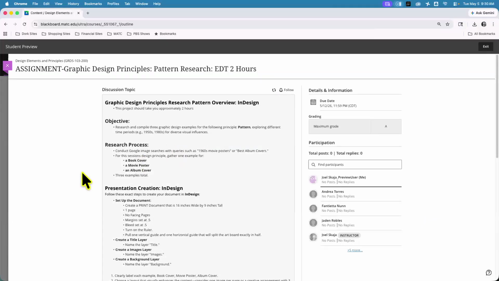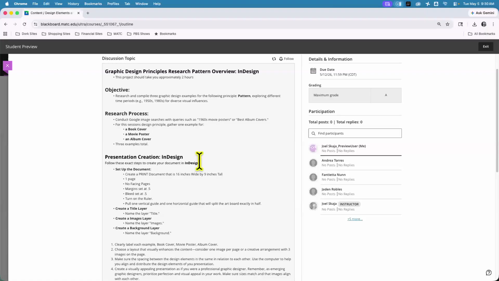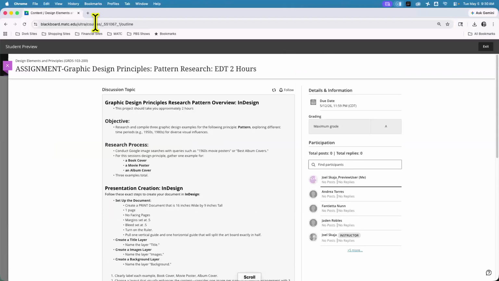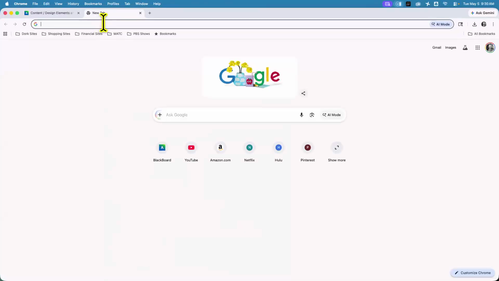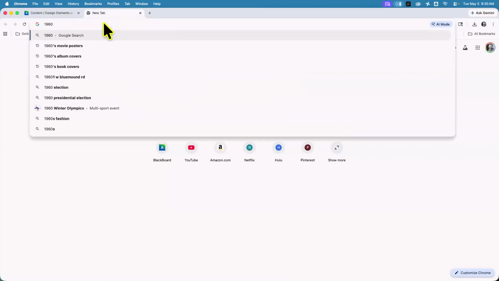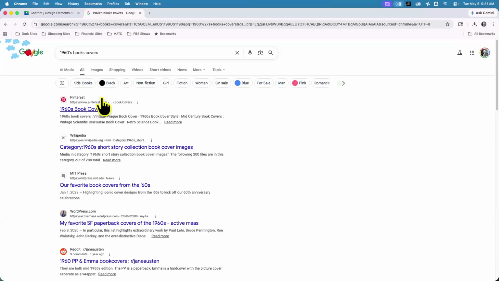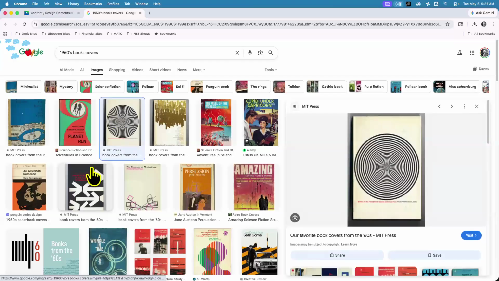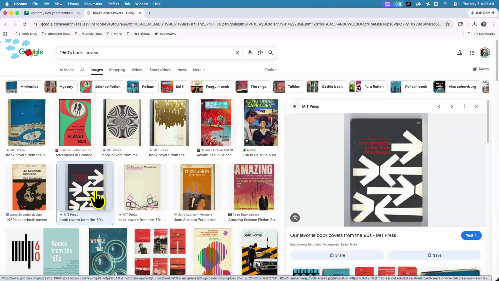It's freedom. Freedom. All right, we're going to use InDesign for this one. Just follow the rules. Find your book cover, your movie poster, your album cover. Remember, no repeats. 1960s, oh, this is an easy one. Pattern and repetition. 1960s book covers. They did this all over the place.